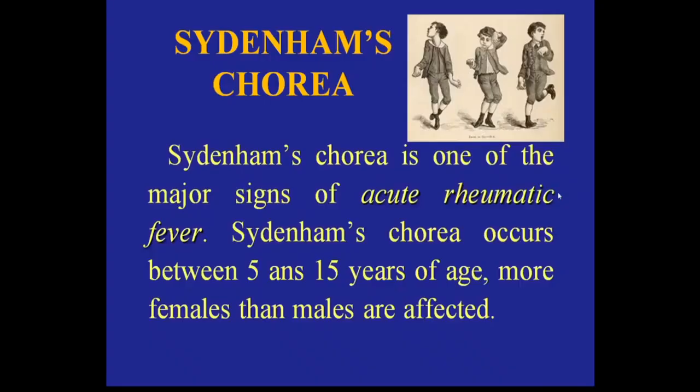Some words about different types of chorea. Sydenham's chorea, or rheumatic chorea, or mild chorea, or chorea mollis. Sydenham's chorea is one of the major signs of acute rheumatic fever. Sydenham's chorea occurs between 5 and 15 years of age. More females than males are affected, mostly girls 9-12 years old.